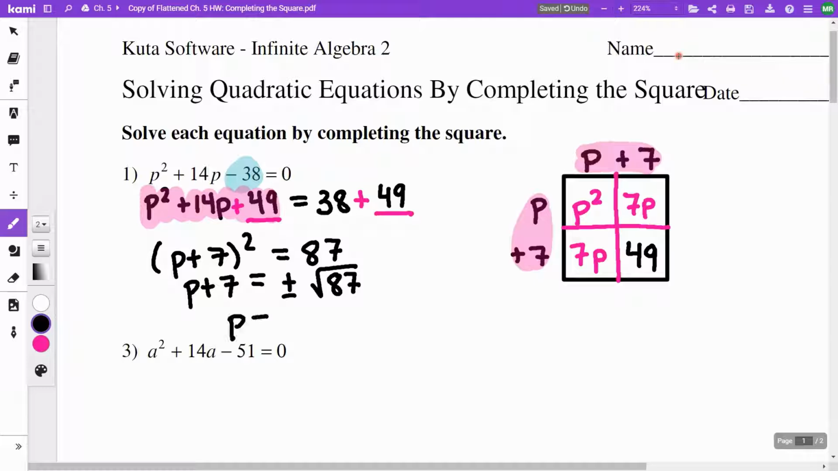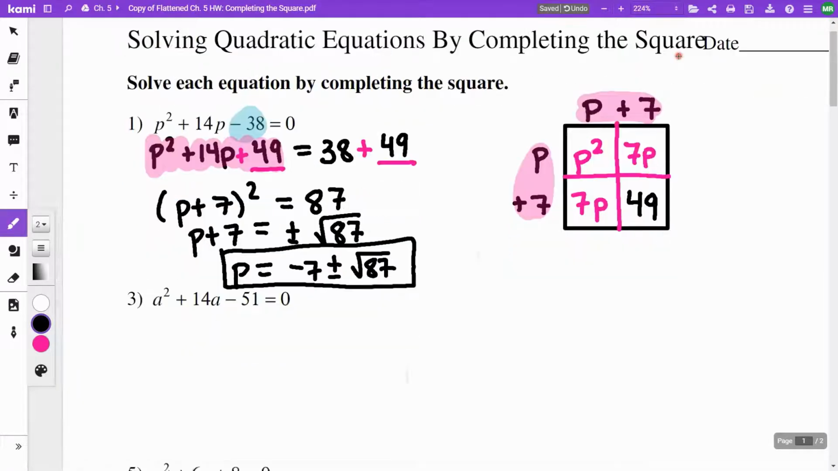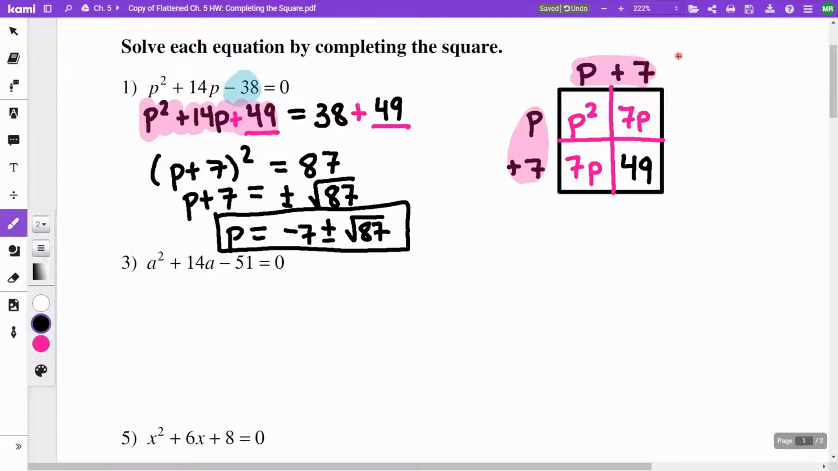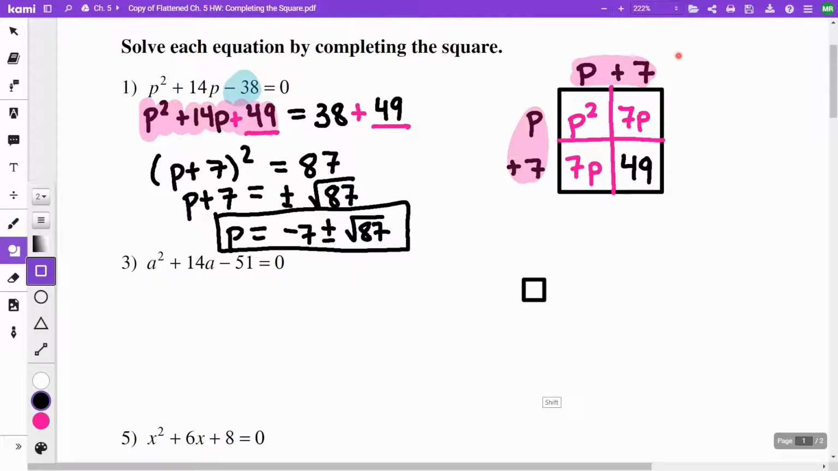And the last thing I'm going to do is subtract the 7. And my answer is going to be negative 7 plus or minus the square root of 87. When you get an answer like this, it is an irrational answer. The root 87 is irrational. What that means is this would not have been factorable, so we could not have tried to do this by factoring and using the zero product property. So this is another method. This method works whether it's factorable or not. On number 3, again, I'm going to do a box, and I'm just going to make one.